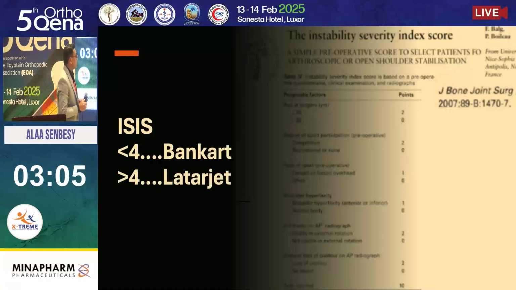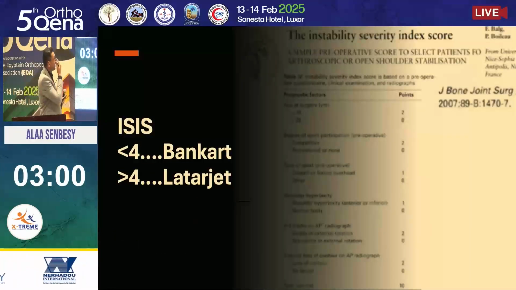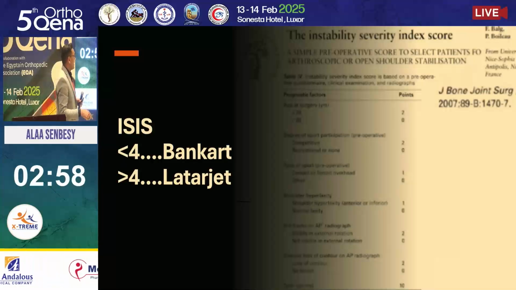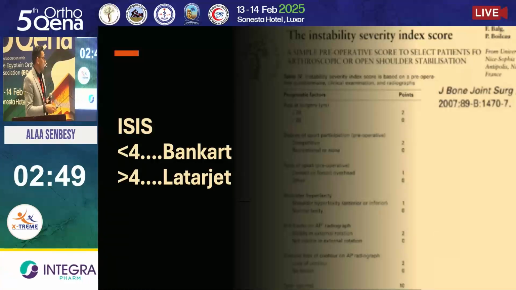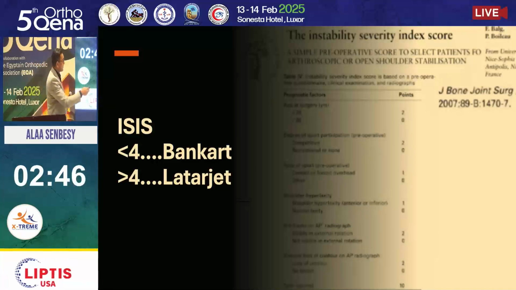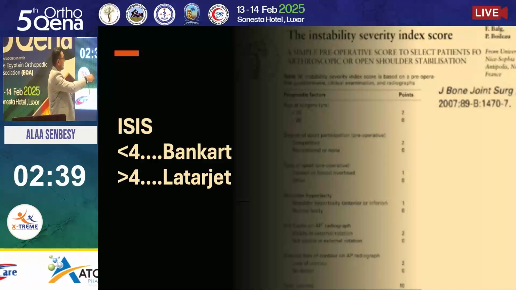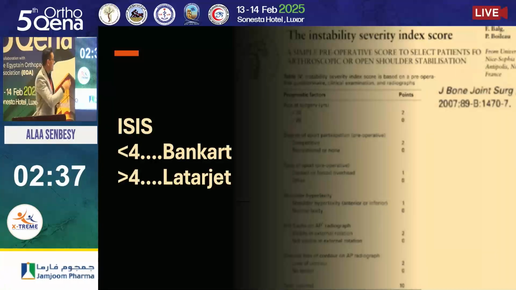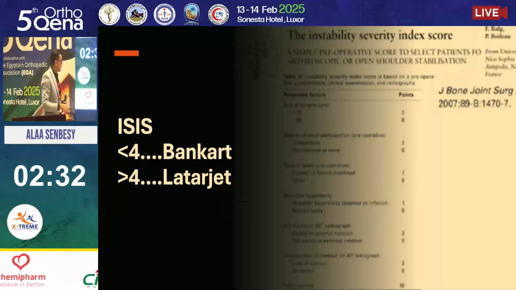In 2007, Pascal Boileau from the Nice Shoulder Group published a nice score, the Instability Severity Index score. This score is 10 points. It depends on many factors: age, type and degree of sport, Hill-Sachs, glenoid bone loss, and hyperlaxity of the patient. At first, in 2007, if it's more than 6, he will go for Latarjet. Less than 6, he will go for Bankart. But nowadays, in the Instability Severity Index score modification, less than 4, he will go for Bankart, and more than 4, he will go for Latarjet.